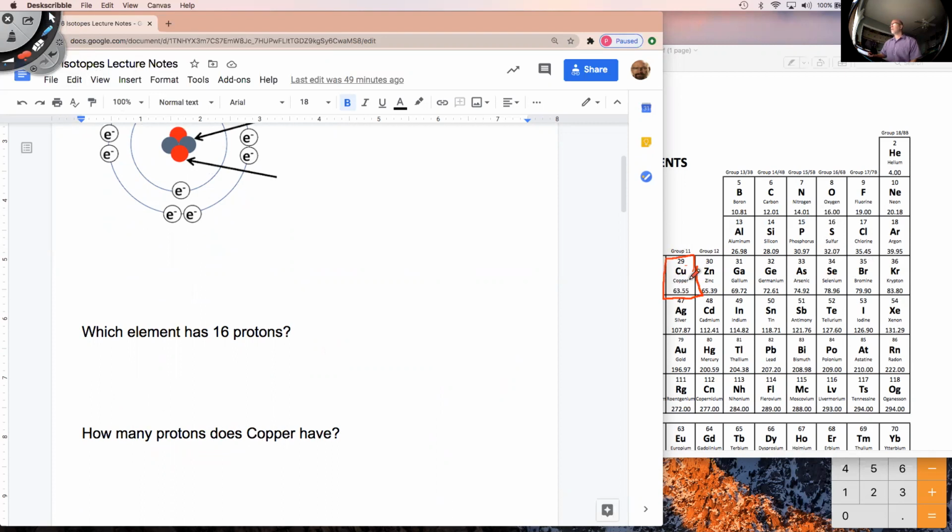And so how many protons does copper have? Well, this number right here, also known as the atomic number. The atomic number of the element equals the number of protons. So this atomic number is 29, which means that copper has 29 protons. Okay, so this is a review of what we did last time as well.